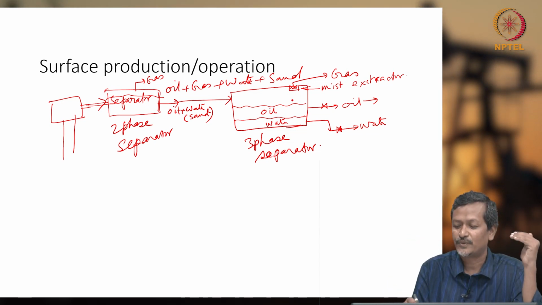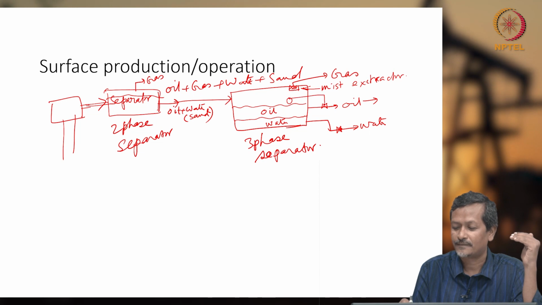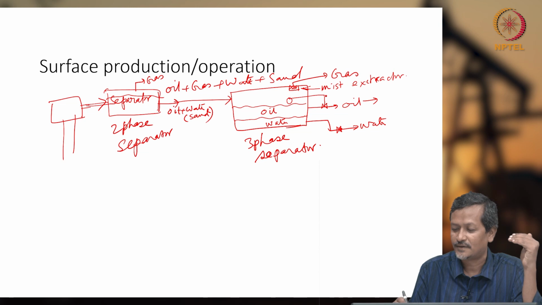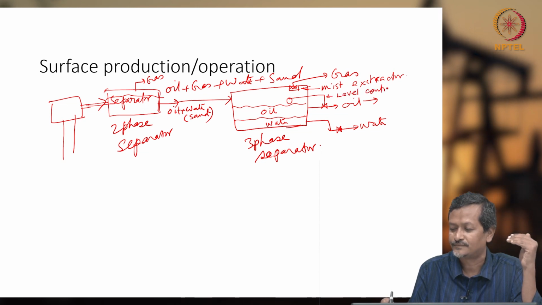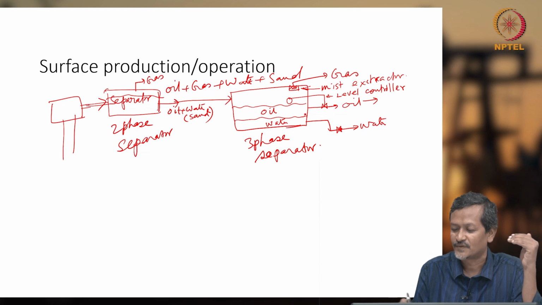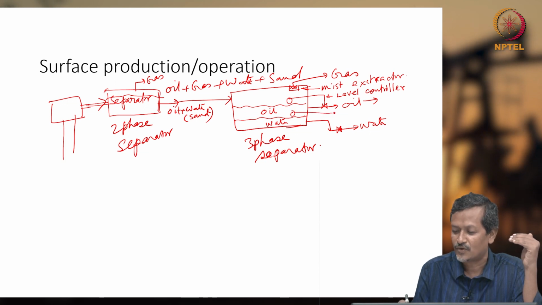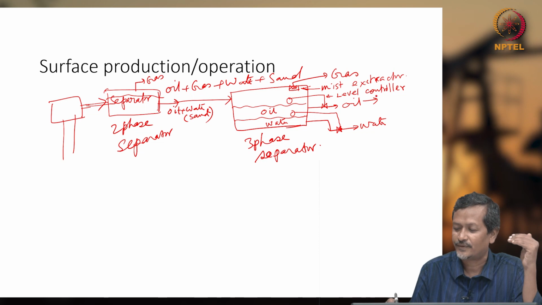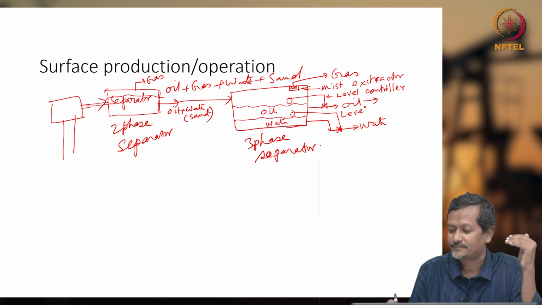So, there will be one level controller. This is called a level controller. The term is called level controller. Here water also will have one level controller. Okay, level controller.